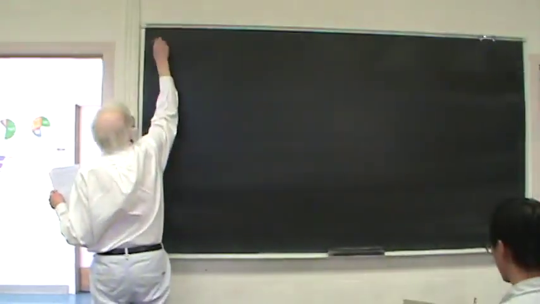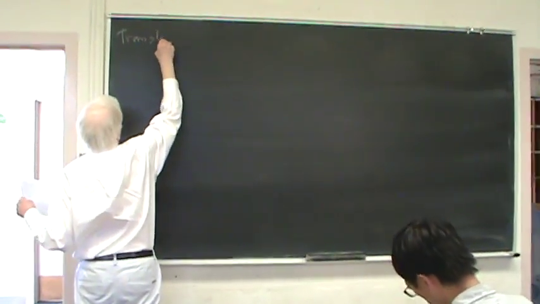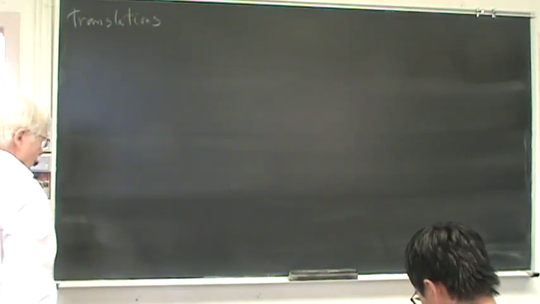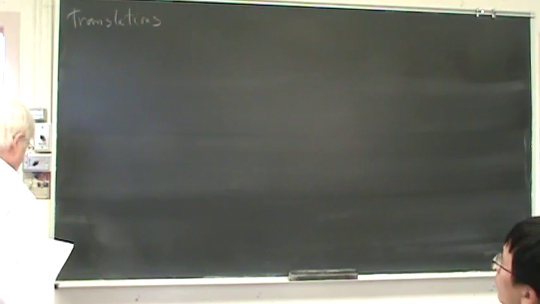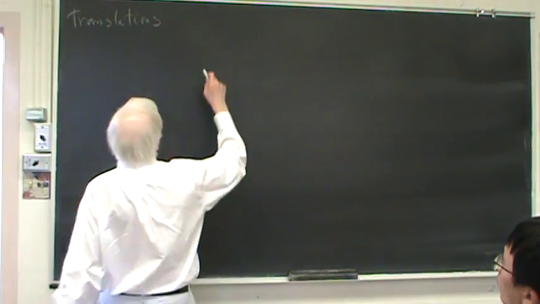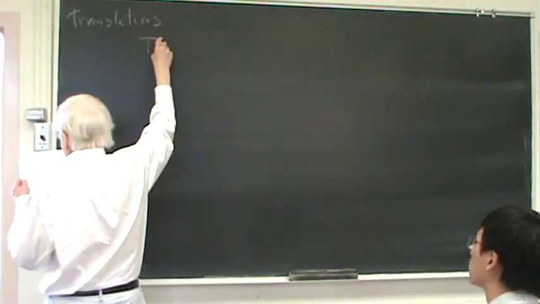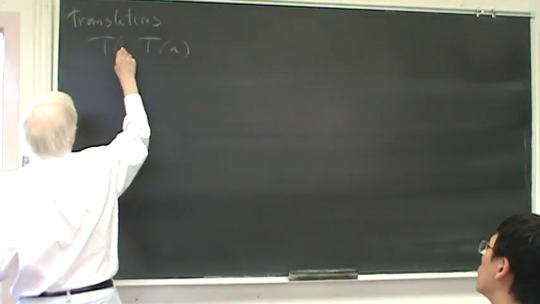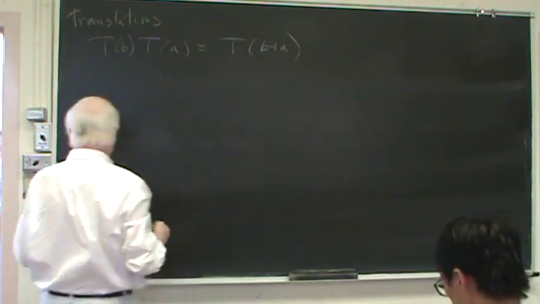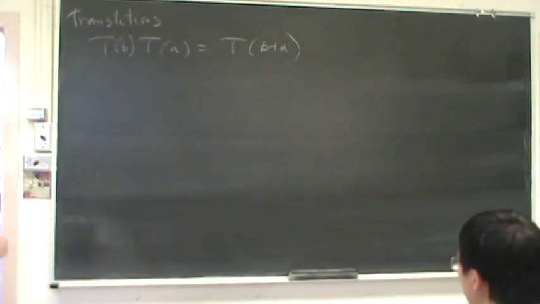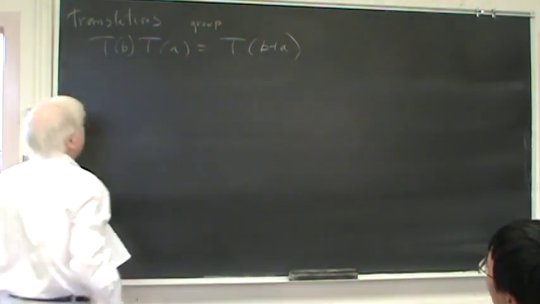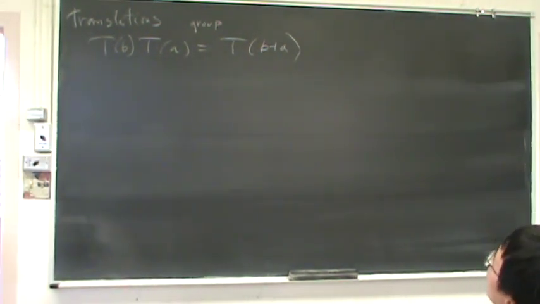So let's consider translations. And what about representations of the group of translations? Of course, the group of translations is an abelian group. You have T(A) followed by T(B) gives us T(B plus A), or A plus B, however you want to think about it. So this is on the group level, or the physical level.